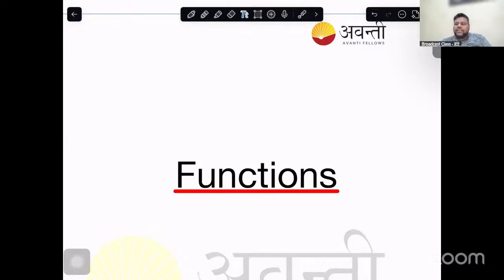Till yesterday, we have been doing relations. Yes or no? So you must have practiced a few questions from relations from the NCERT also, which I have told you. Now, we will start today with functions.